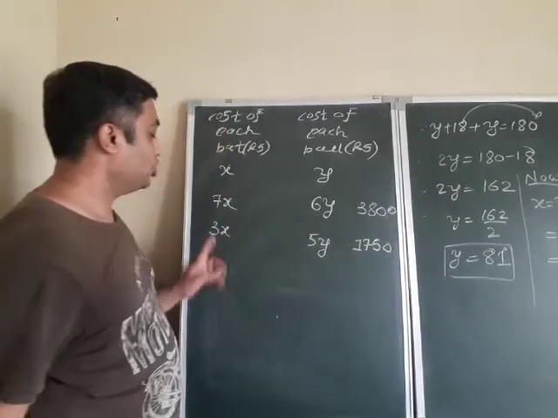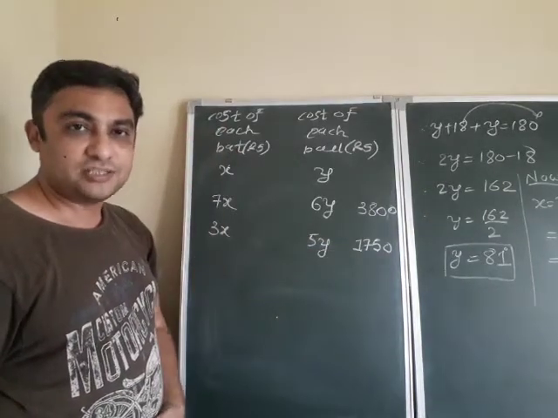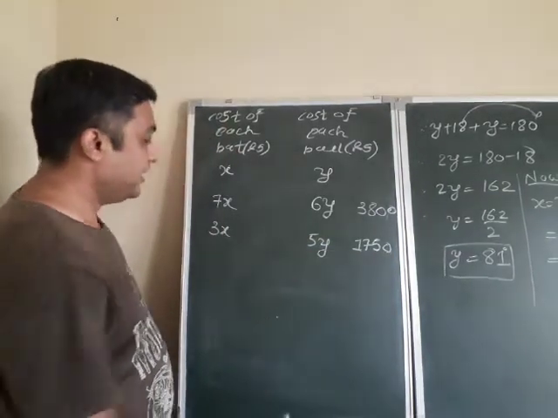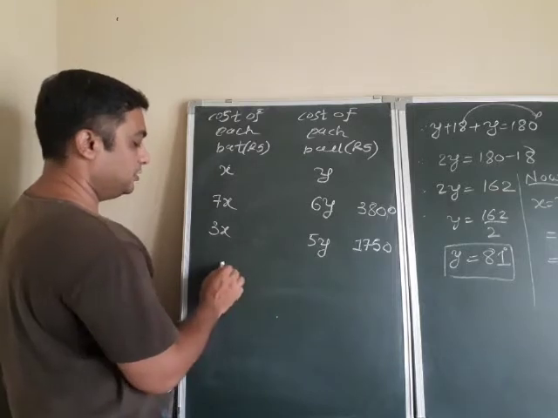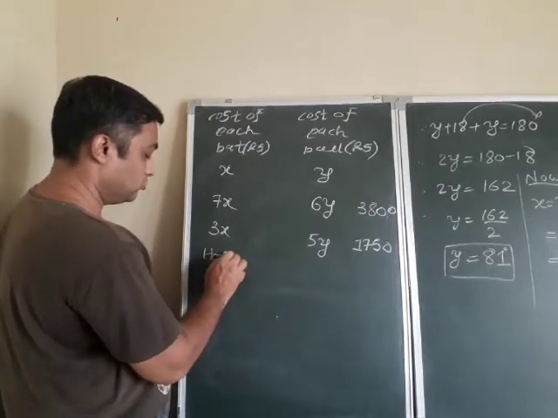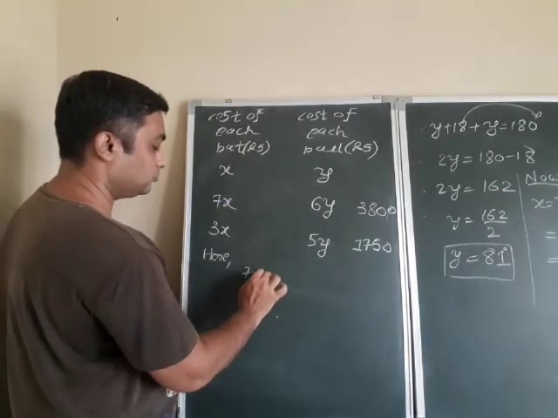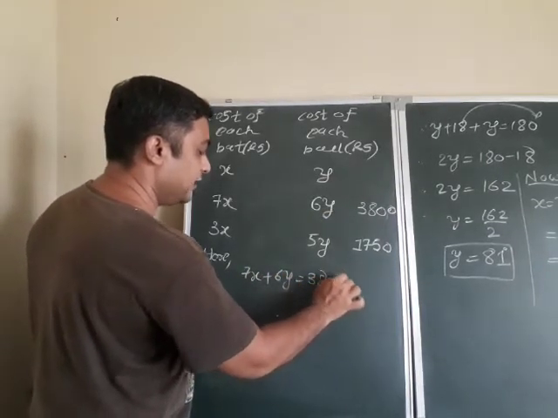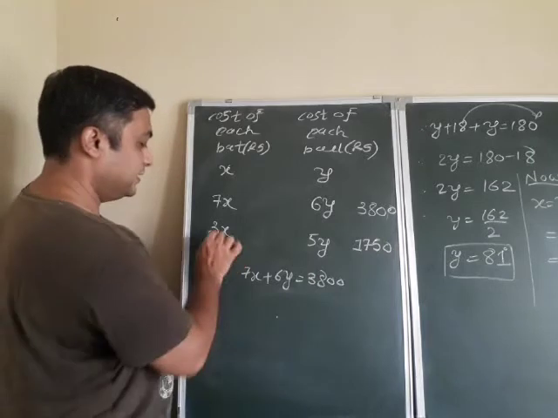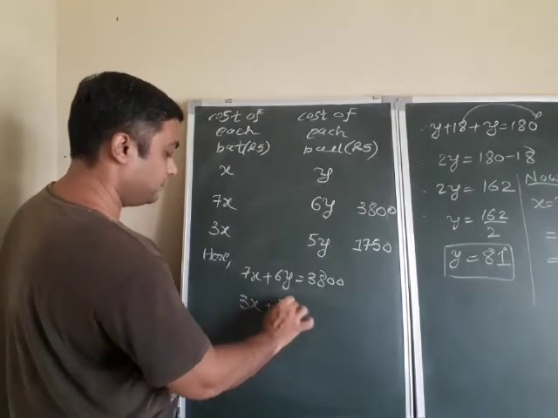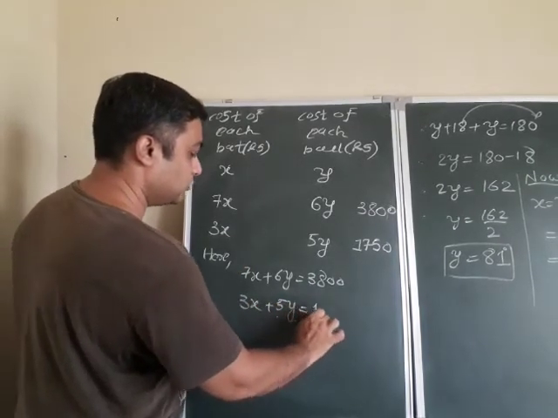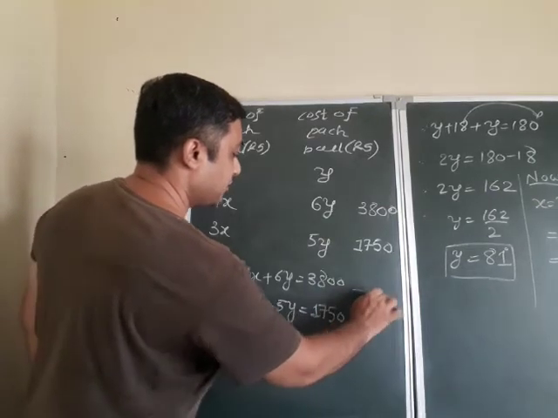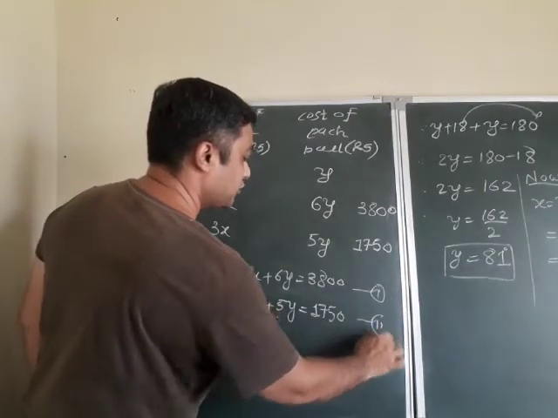1750 rupees. So this plus this comes to 1750 rupees. Okay, so we have the two equations. Here, 7x plus 6y is equal to 3800, right? And 3x plus 5y is equal to 1750. Equation 1 and equation 2.